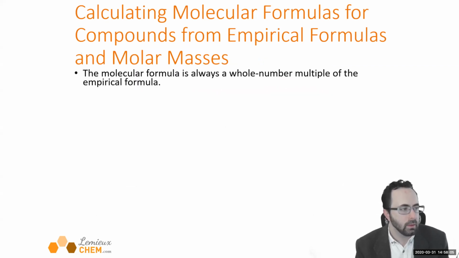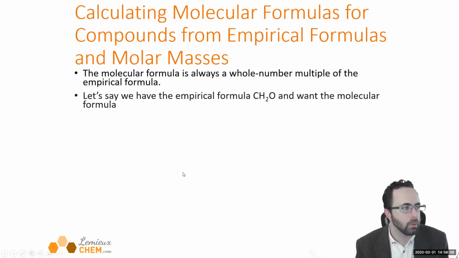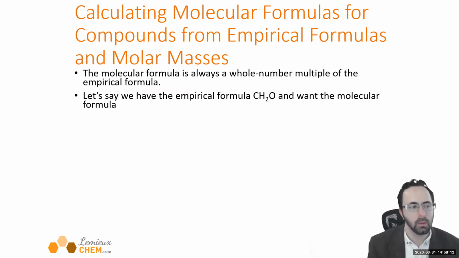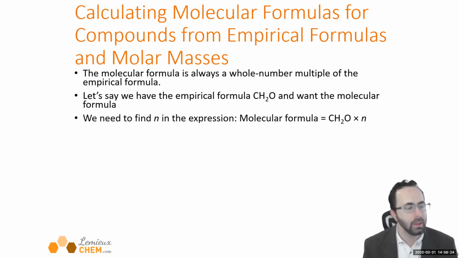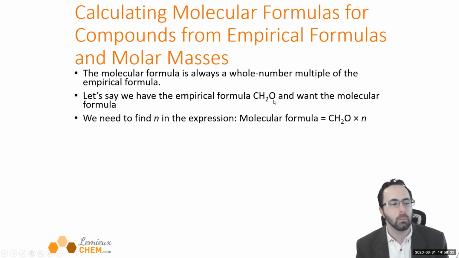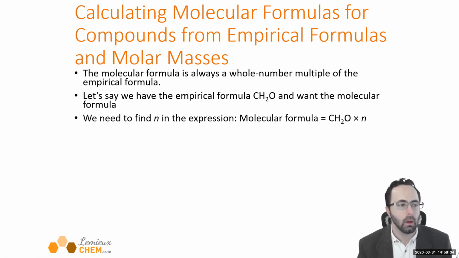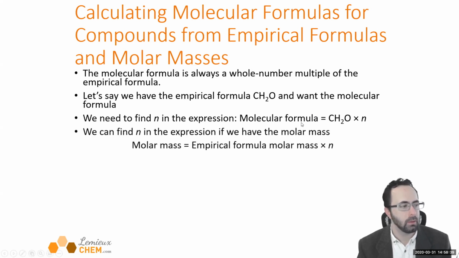As I said in the last slide, the molecular formula is a whole number multiple of the empirical formula. Let's say we have this empirical formula, CH2O. What we want to know is exactly how many carbon, how many hydrogen, and how many oxygen atoms we have in this molecule. Yes, we know from the empirical formula that there are twice as many hydrogen atoms as there are oxygen atoms, but how many is that? How many total? We need to figure out N, basically.